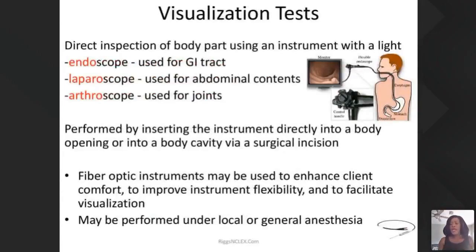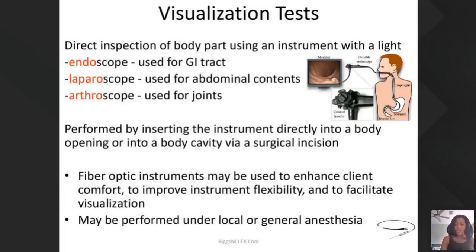Now let's talk about some visual testing, visualization testing. There are different cavities in the body that we want to see what's there. Sometimes we go in and we take a sample. These are direct inspections of different body parts.